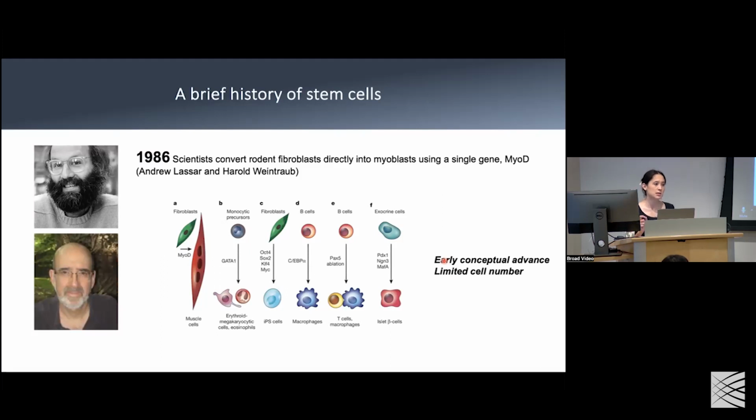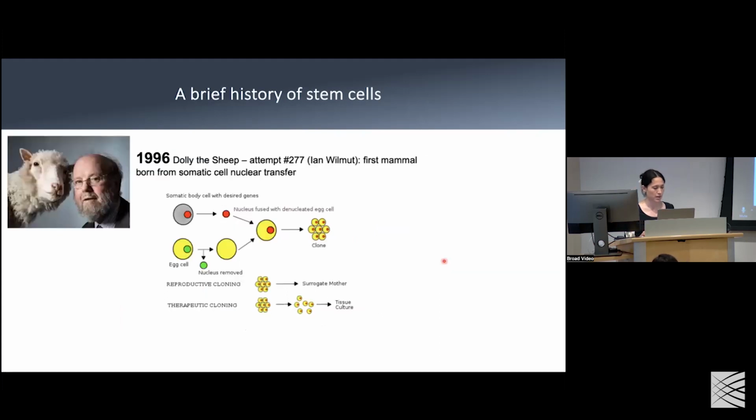One of the limitations is the cell number, because with transdifferentiation, you're not transiting through an expansion phase. In 1996, I'm sure many of you are familiar with Dolly the sheep. This was the first mammal born from cloning, and it was work from Ian Wilmut, who unfortunately just passed away earlier this week. The technique is something called somatic cell nuclear transfer.